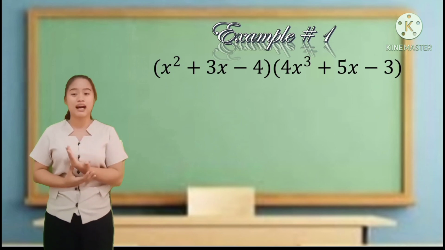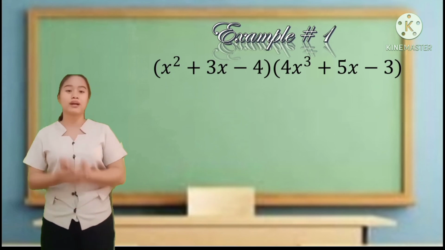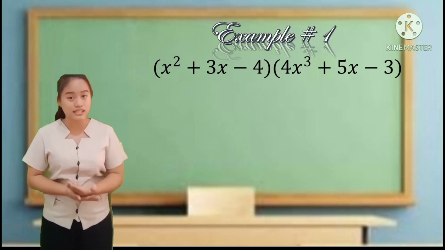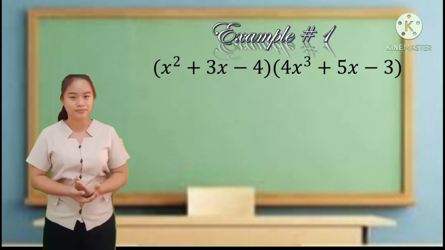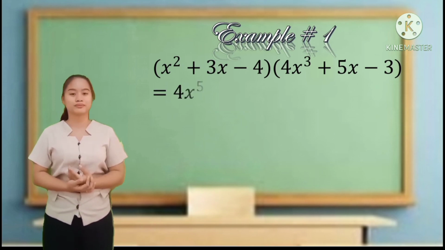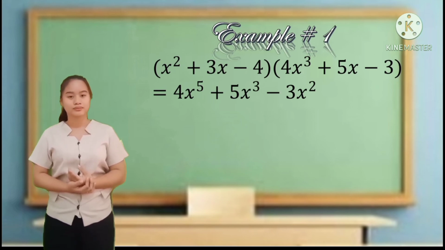Now let's try to solve the first distribution of this trinomial multiplication. First we have x squared multiplied by 4x cubed plus 5x minus 3. Can you solve this, Mr. Kagembal? Ma'am, x squared multiplied by 4x cubed is equal to 4x raised to 5. Then x squared multiplied by 5x is equal to 5x raised to 3. And x squared multiplied by negative 3 is equal to negative 3x raised to 2. Ma'am, that's the answer.